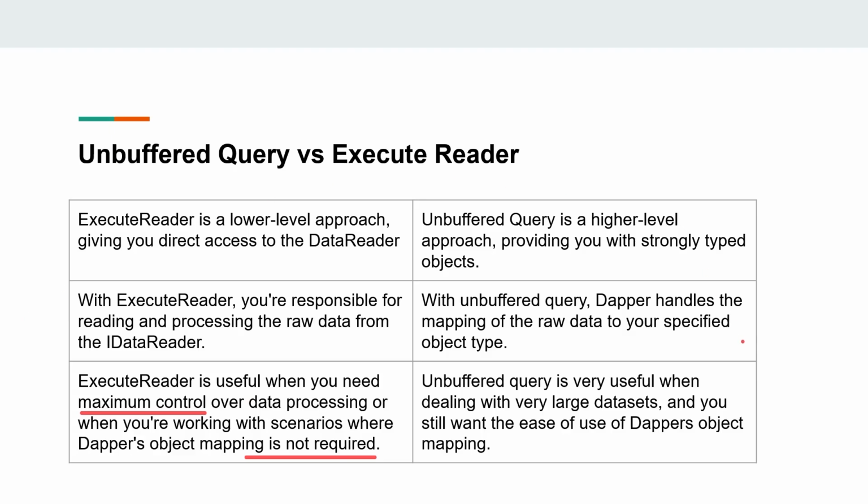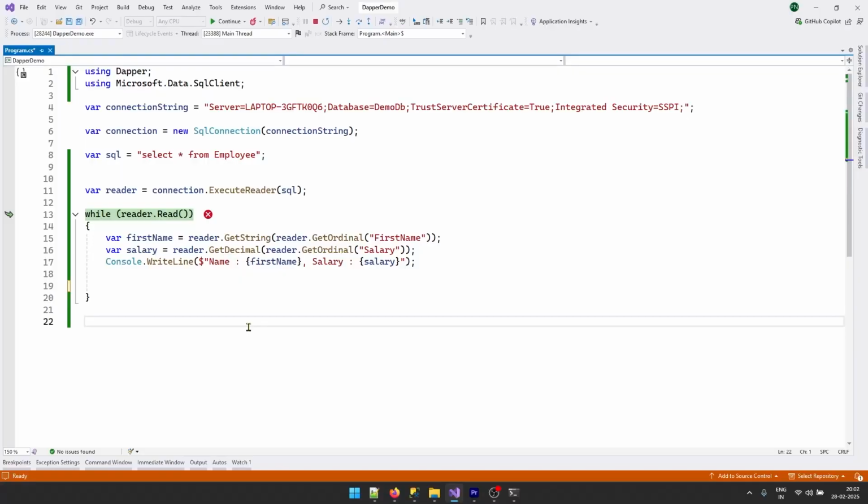Whereas unbuffered query is very useful when dealing with a very large data set and you still want to ease the use of Dapper object mapping. So both of these types will execute in an unbuffered way, meaning we have the benefit of a memory efficient application. Okay guys, that's it for this video. In the next video, we will understand how we can execute stored procedures using Dapper.